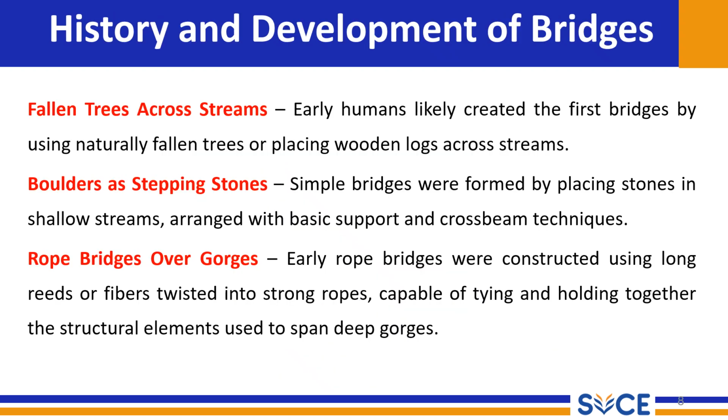So as we see, the historic development of the bridge is a fascinating story of human ingenuity, stretching from the primitive log crossing to the modern mega structures of steel and concrete. So we have the different types of bridges. The boulders or the stepping stones are also used as simple bridges to cross from one end to the other end. So we have these rope bridges where the fibers are twisted and made into strong ropes, and they are tied together and capable of holding together the structural elements used to span deep gorges.